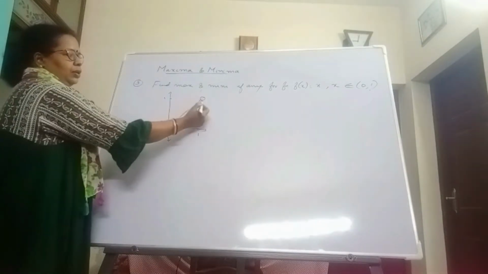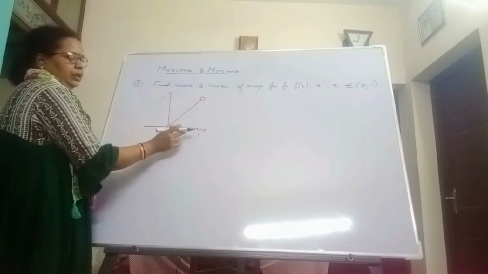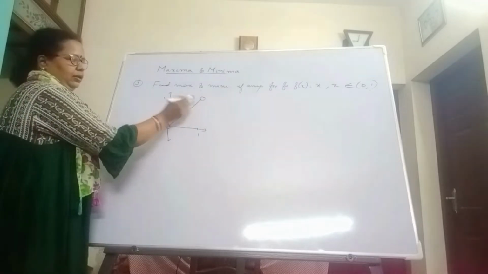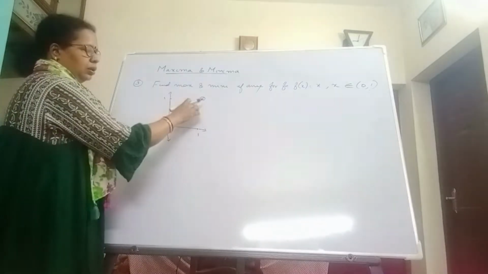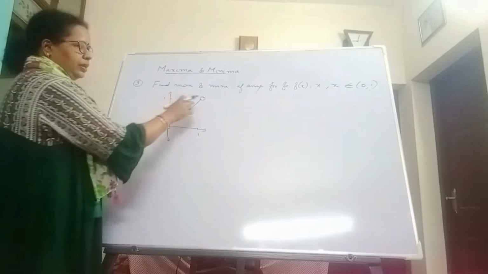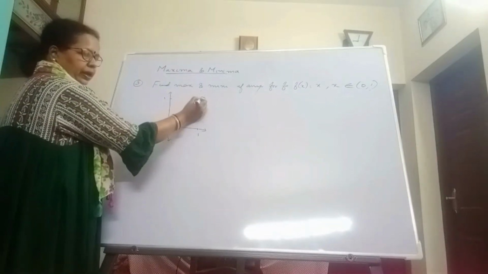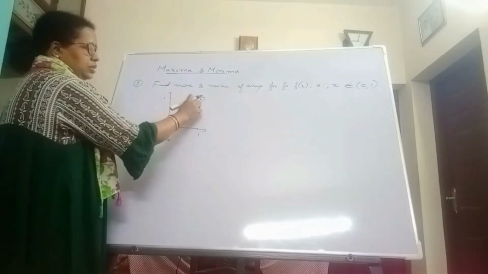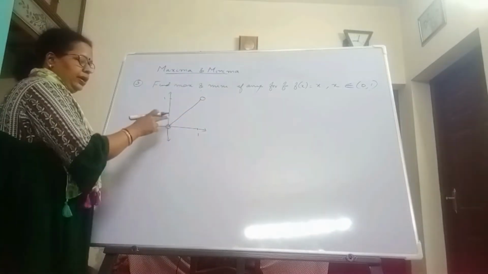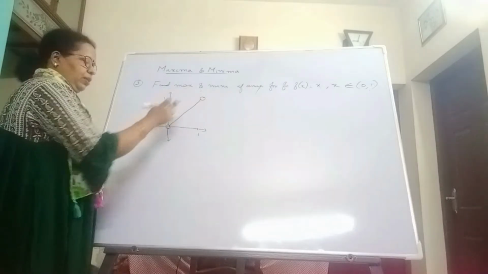What is the maximum value? The value near to 1. But what is the nearest point to 1? We cannot estimate what the nearest point is. Whatever point you take, there is a next point. So we cannot estimate the nearest point at x equal to 1.